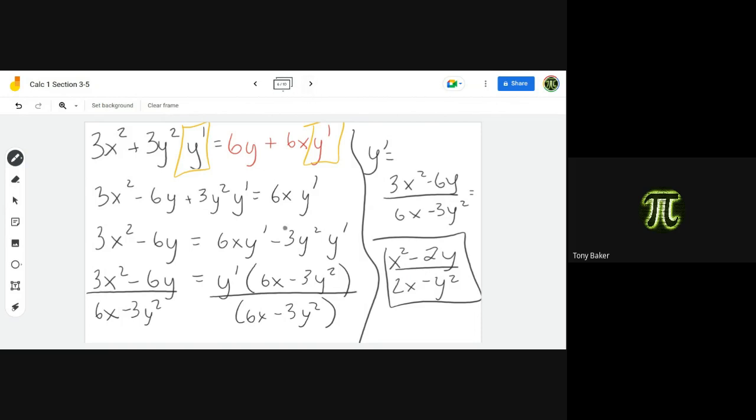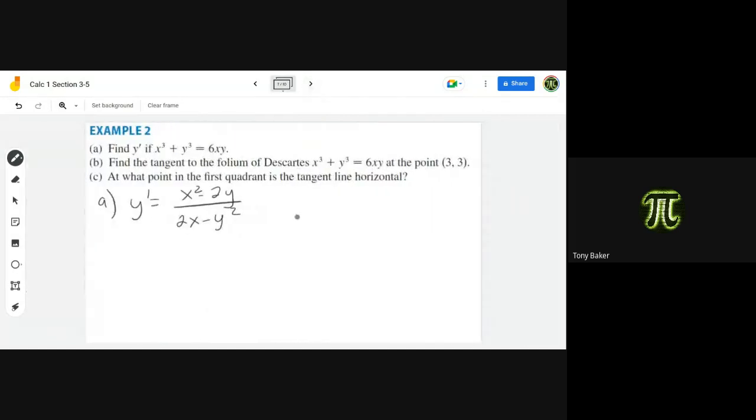Because while you could have and it wouldn't have changed the problem, it's just a little more confusing when you're trying to move things around, divide, and everything else. The y prime made it a little bit cleaner to use. So, all right, we've got that.